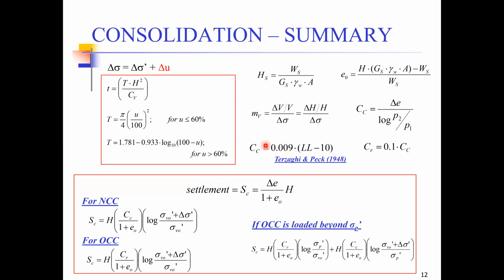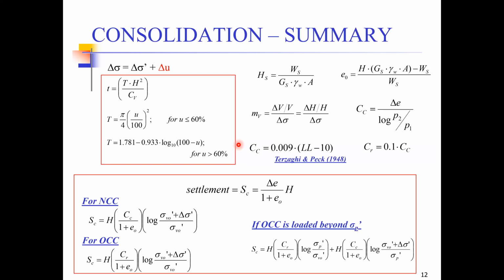Now, many times we do not have compression index information with us, and if you do not have it, you can determine the compression index by using the liquid limit of the soil. This is an empirical expression given a long time ago by Terzaghi, in fact, but it is still used today in professional practice to have an initial estimate of consolidation of soil. So you can determine compression index by using this expression.